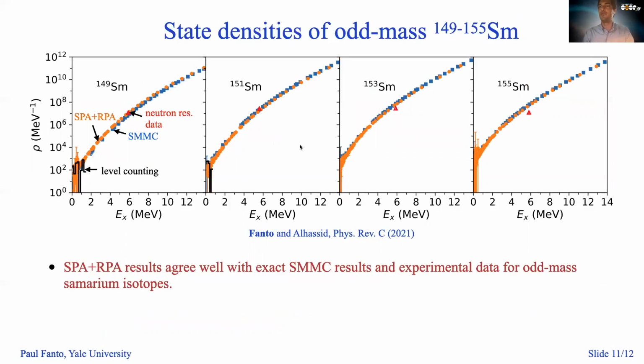Finally, I show here the results for the state densities of the odd mass samarium isotopes. Again, we see that the SPA+RPA results shown in orange are in excellent agreement with the exact SMMC results shown in blue, and also in reasonable agreement with the experimental data.